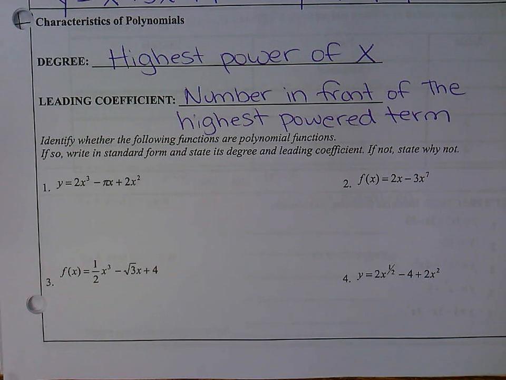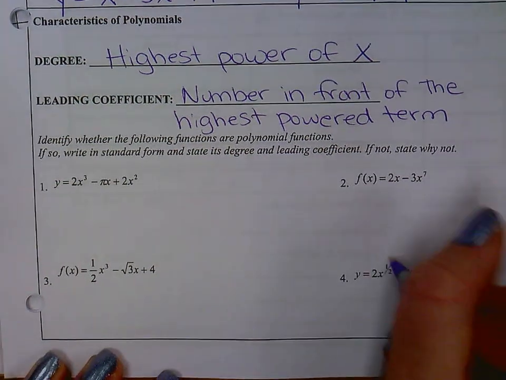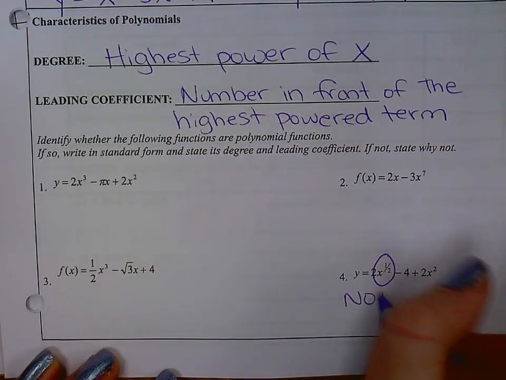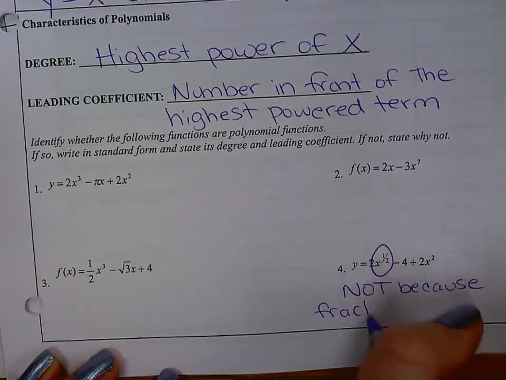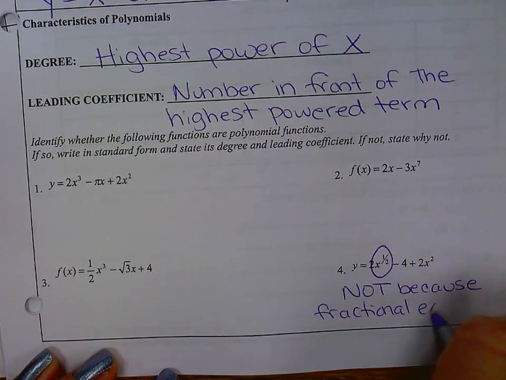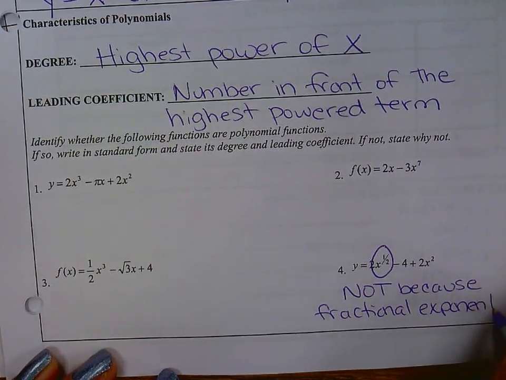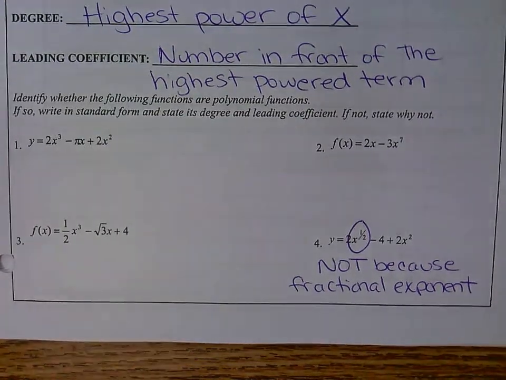Why is number 4 not a polynomial? So 1/2 in the exponent. So I want you to circle and say not because it has a fractional exponent. So all of the others are polynomials.